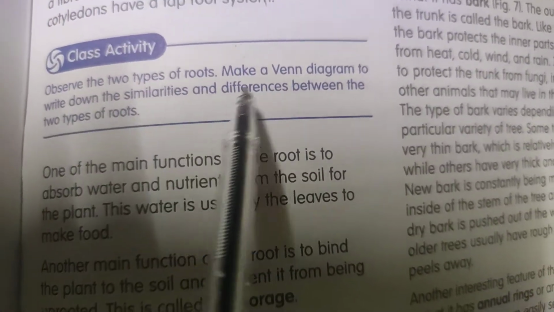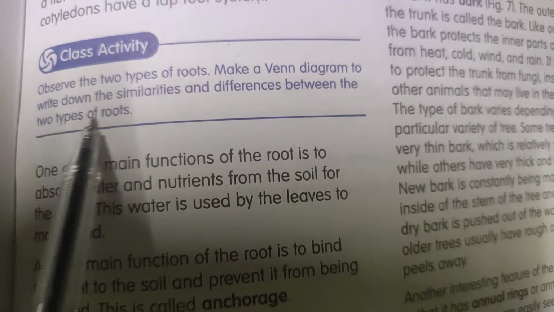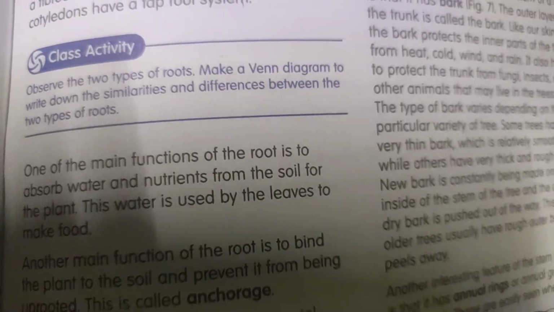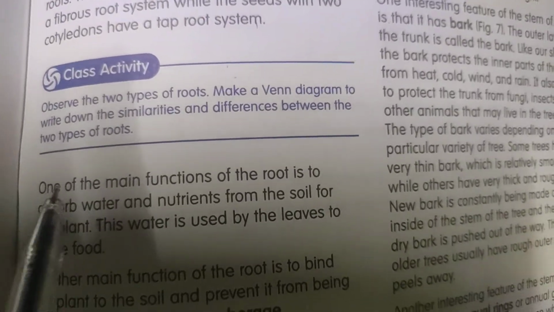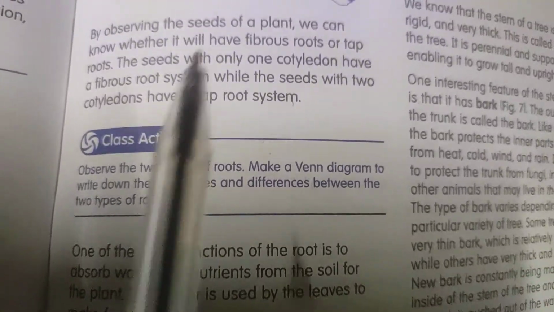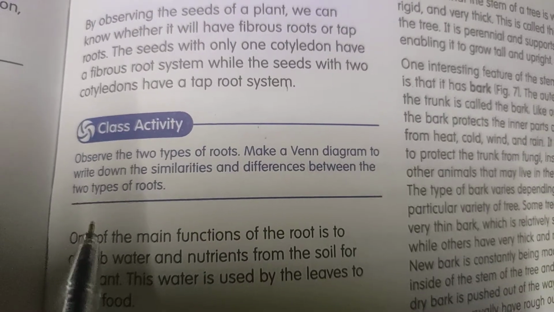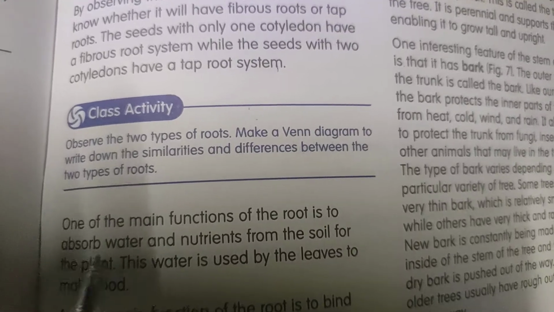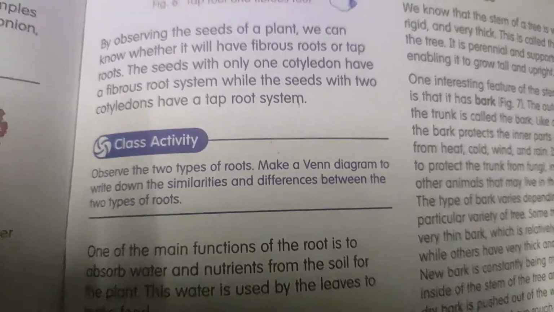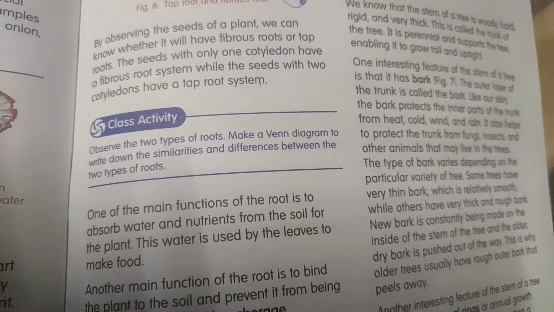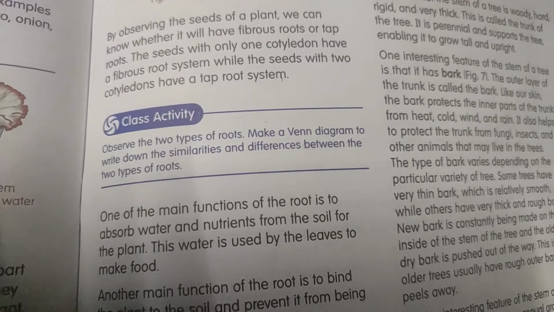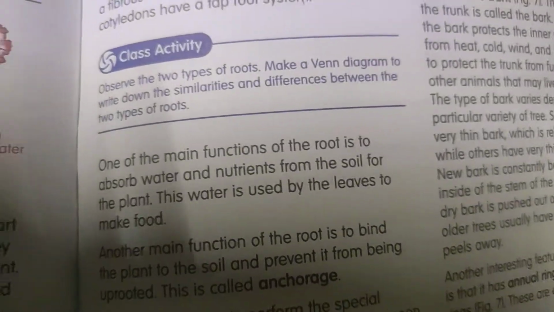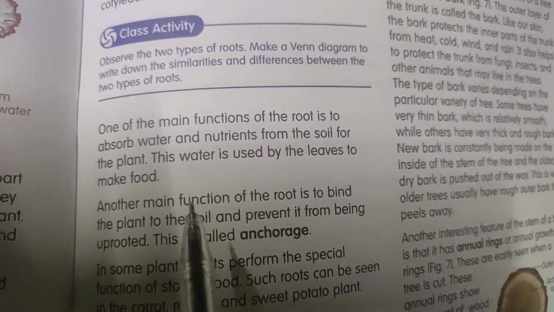Observe the two types of roots. Make a Venn diagram to write down the similarities and differences between the two types of roots. With the help of the diagram and your understanding, go to the ground, take one taproot and one fibrous root. You list out the differences by yourself, differences by the length, appearance, everything. By observing on your own, you try to write. We'll go to the next paragraph.